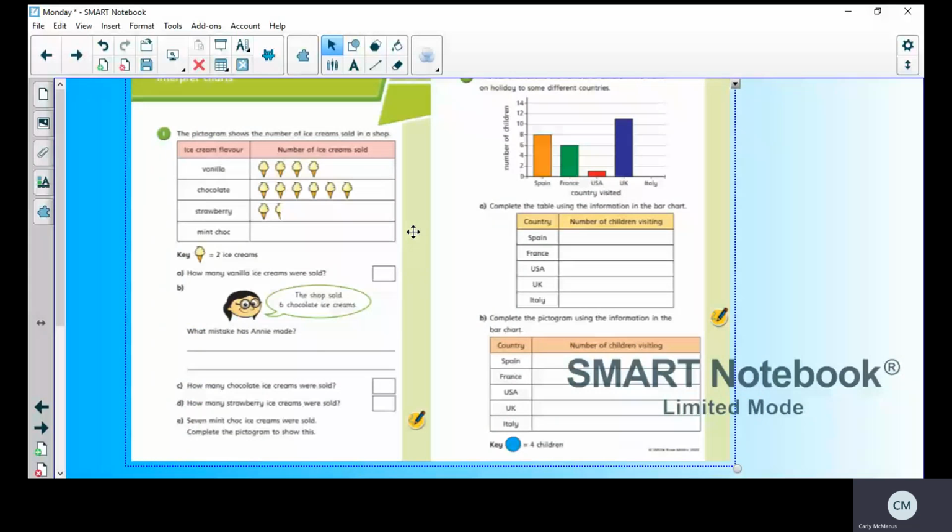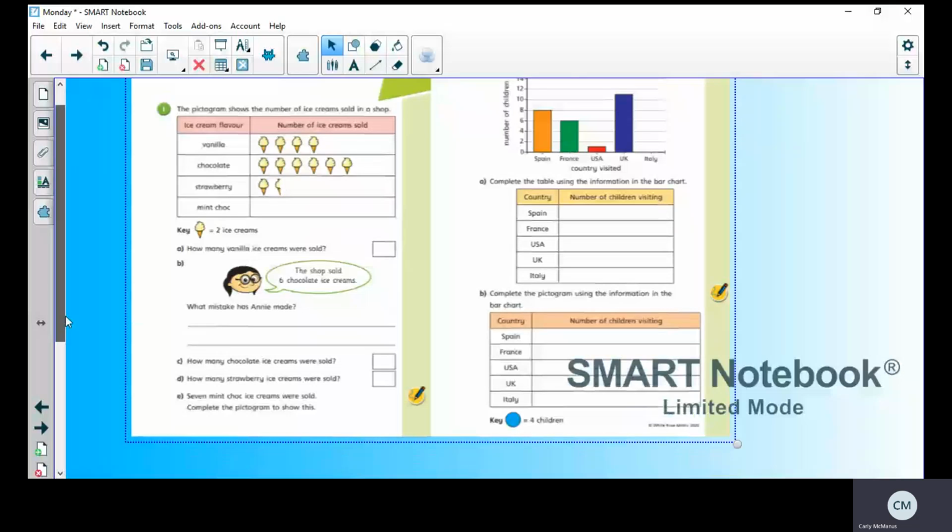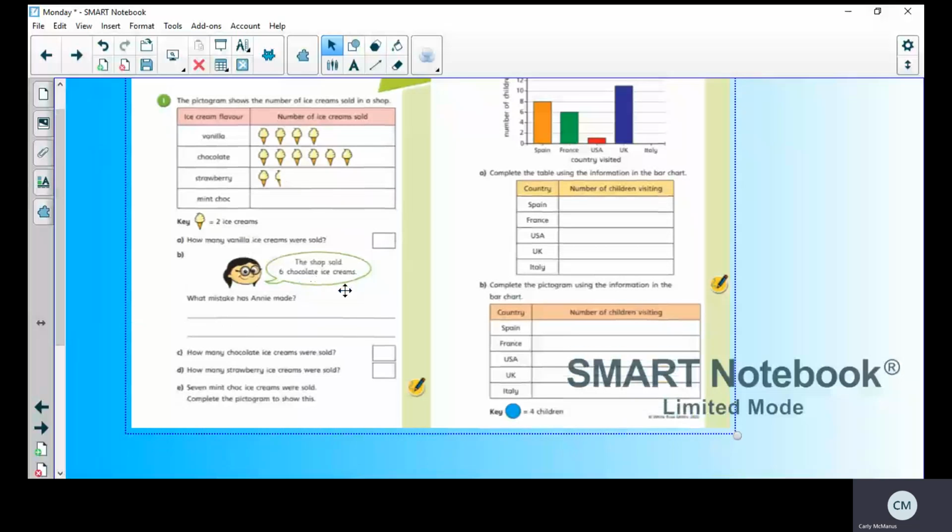So there's a pictogram here. It's saying each ice cream represents 2 ice creams, and it asks you questions about it. So remember, you'll be counting in twos. Then it says here, the shop says 6 chocolate ice creams. What mistake has Annie made? We'll have a look at the chocolate ice creams and see how many there are. What mistake do you think Annie has made? How many chocolate ice creams were sold? That means in total, so you have to count all of them, wouldn't you, for that?